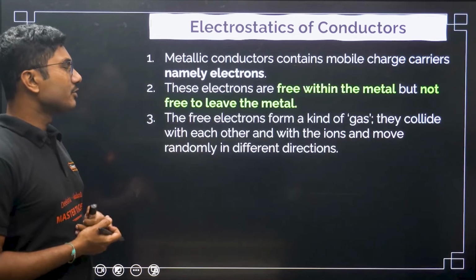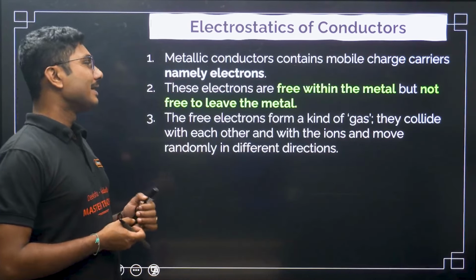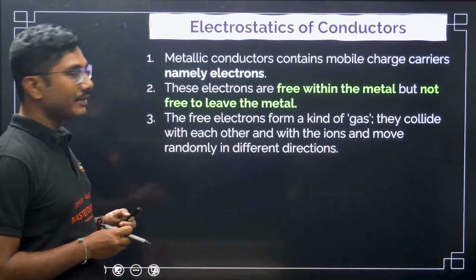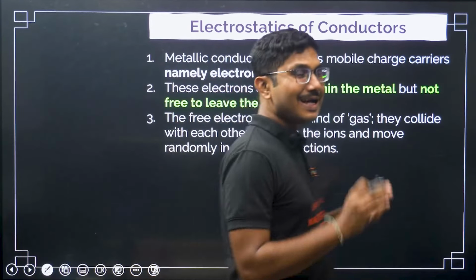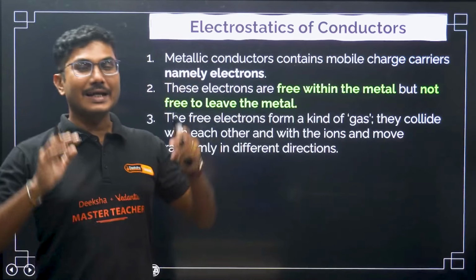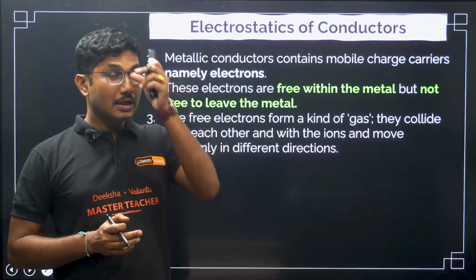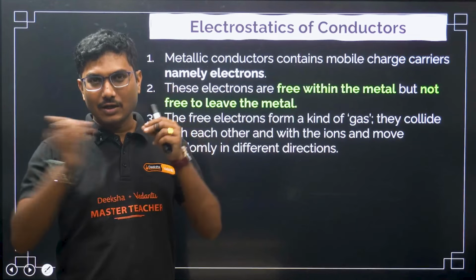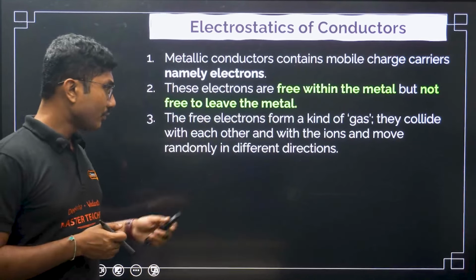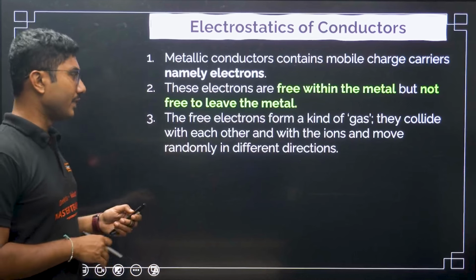The free electrons form a kind of gas. They collide with each other and with the ions and move randomly in different directions. So it is called electron gas. Electron gas means it is behaving like an ideal gas. You have studied ideal gas. They are colliding with each other and moving in random directions in the absence of an external electric field.